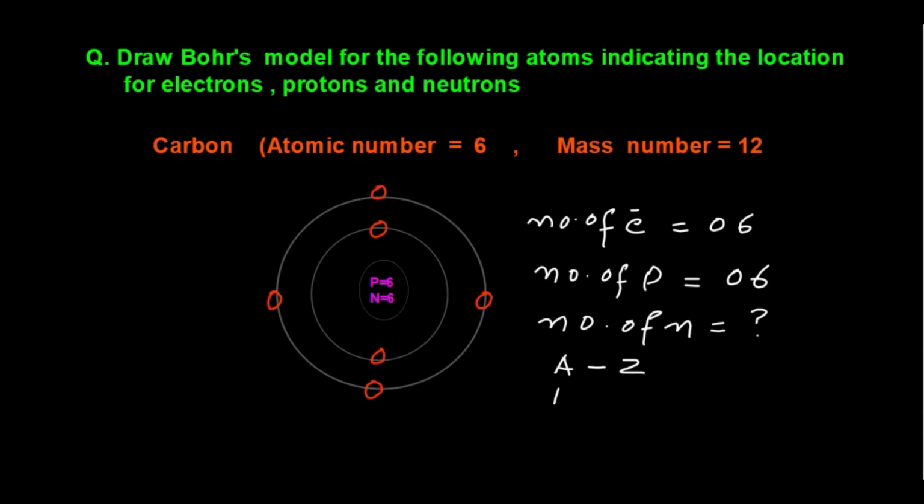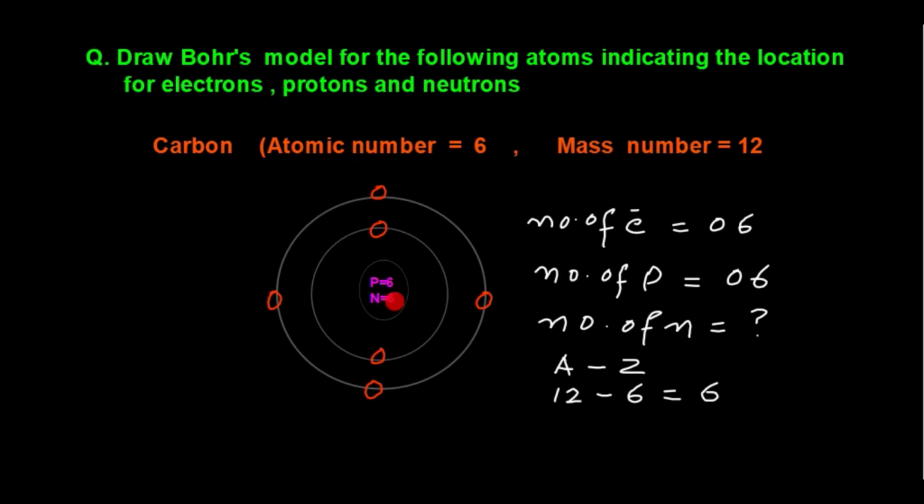It is equal to, what is the mass number of carbon? 12. Atomic number of carbon? 6. So 12 minus 6 is equal to 6. So how many neutrons are present in carbon? Obviously, there are 6 neutrons which are present in the carbon atom. And what is the position of neutrons? Neutrons are present along with protons inside the nucleus. Inside the nucleus, we have 2 particles, protons as well as neutrons. I hope this is clear to you.